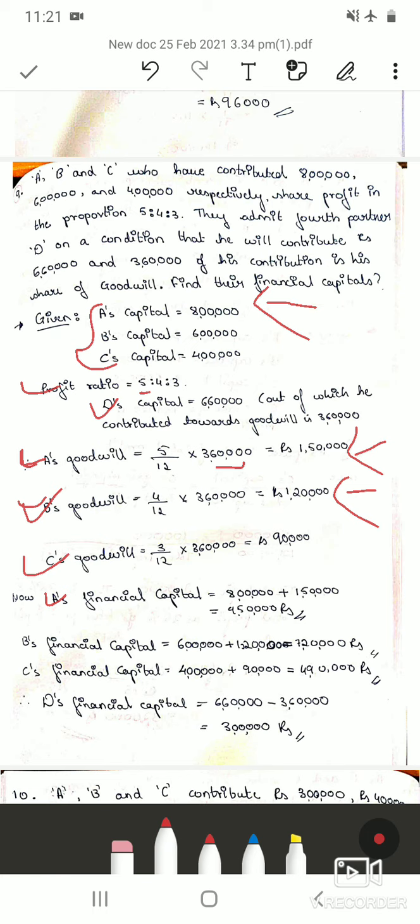And C's financial capital will be his capital plus the goodwill amount, which is 4 lakhs plus 90,000, which is 4,90,000 rupees. And D's financial capital will be initially his capital they have given, which is 6,60,000, minus the goodwill amount, which is rupees 3 lakhs.